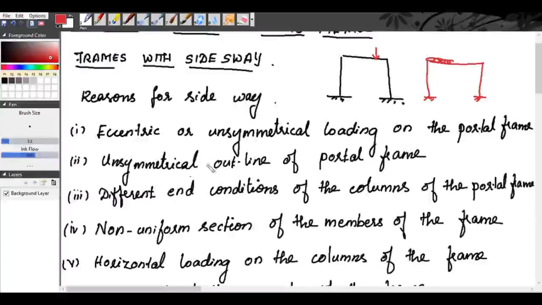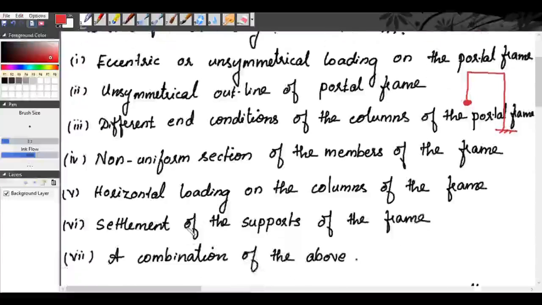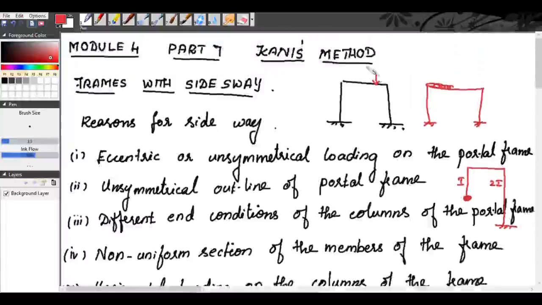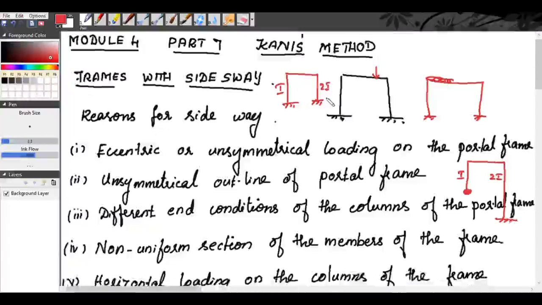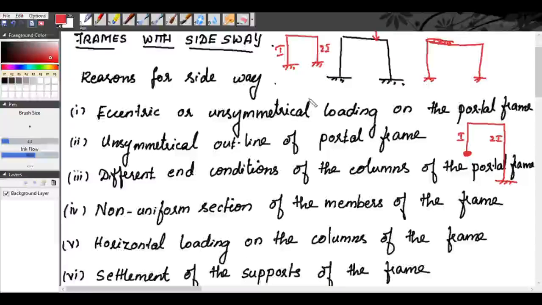Second, unsymmetrical outline of the portal frame. If the portal frame is not symmetric, then also you will have side sway. Then different end conditions: one end is hinged and the other end is fixed, so different end conditions of the columns will lead to side sway. Then non-uniform section of the members of the frame. The moment of inertia may be I for some members and 2I for others. Even if it is a symmetric frame, if the property is different, there will be side sway.